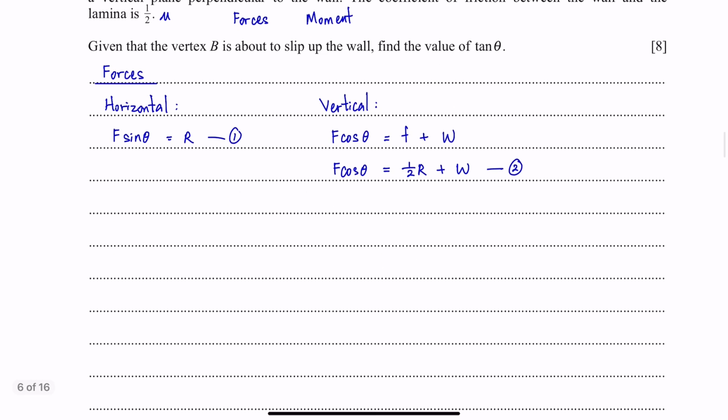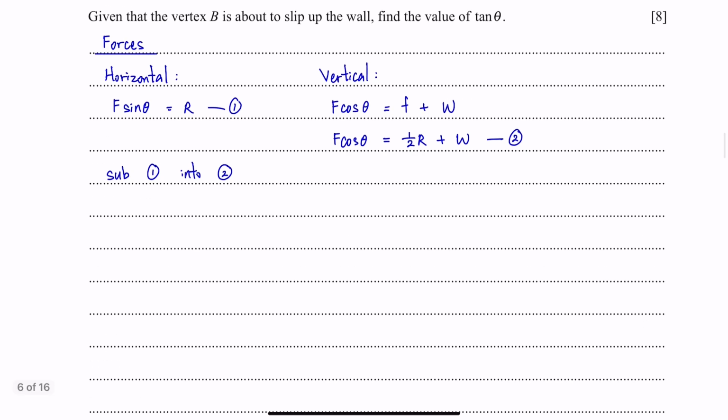We can substitute 1 into 2 so that we wouldn't have so many variables. So we know that R is F sine theta, so we have F cos theta equals half F sine theta plus W. And this would be our third equation.